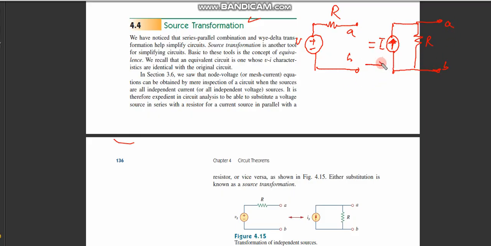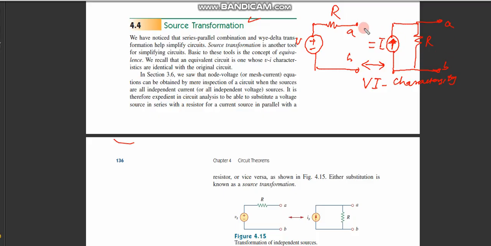Now these two are electrically equivalent to each other. Why? Because they satisfy the same VI characteristics at this terminal.